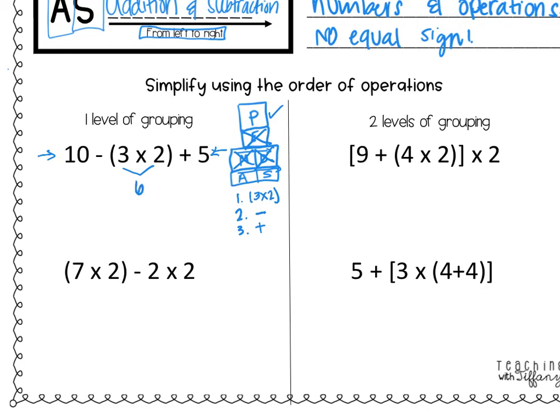And now I'm going to rewrite my equation. So 10 minus 6 plus 5. I did my first step. My second step is to subtract. So now I'm going to subtract 10 minus 6. 10 minus 6 is 4. That's my second step, and I'm going to rewrite my equation. So 4 plus 5. 4 plus 5 is 9. That's my third step, and my answer is 9.